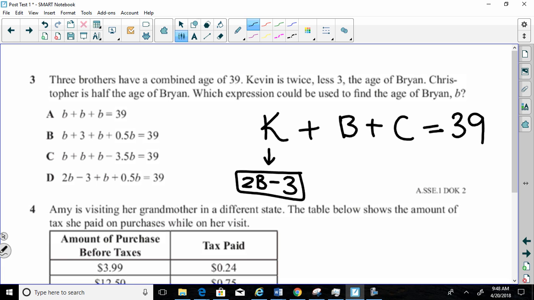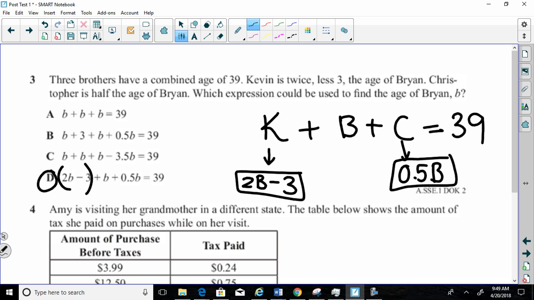And then Christopher is half the age of Brian. How do I write that? 0.5 or 1/2. What does "of" mean? Multiplied. Brian is b, Christopher is 0.5b. So instead of K, they want you to use 2b minus 3. Instead of Christopher, they want you to use 0.5b. So what's your answer?